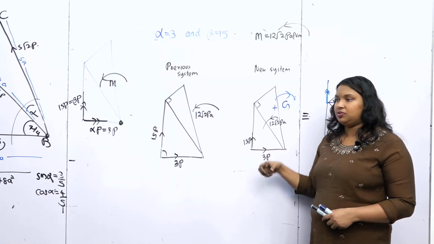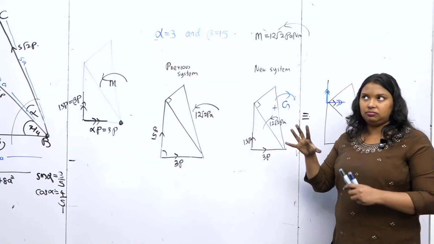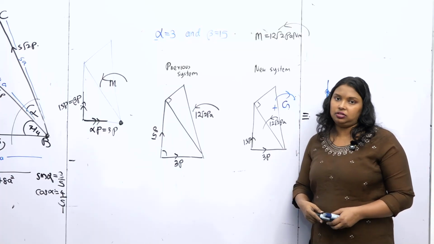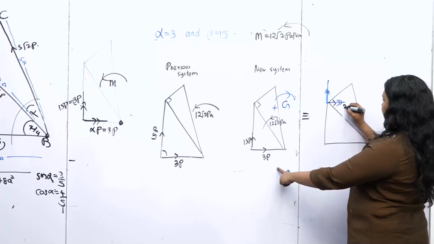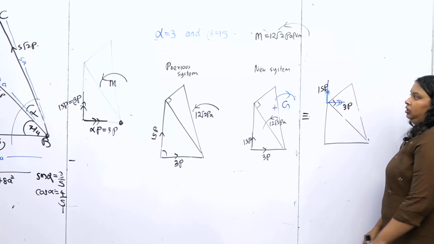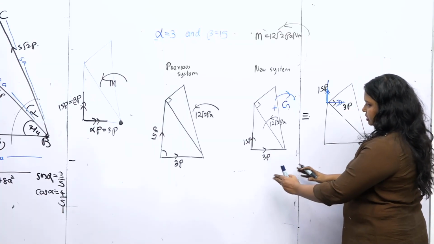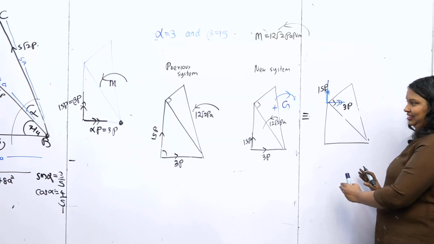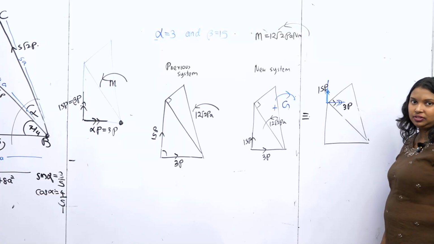That means the magnitudes of the given forces do not change just because you added a couple. I mean the overall force, what we call the resultant force, does not change. Is it clear? Right. So it is the same 3p and 15p. Clear? Now this is one system, this is another system; they are equivalent systems.